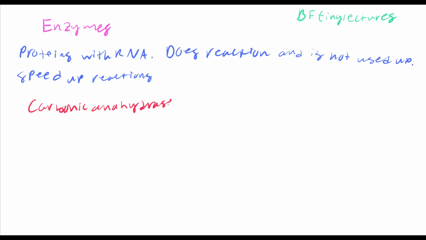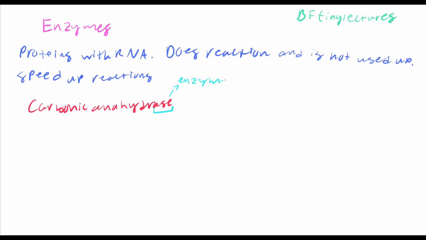And here's a pro tip. It should be like a review for you guys, but whenever you see "ase" at the end of a word, that's just a suffix for enzymes. So if you have something called proteinase, that's going to be an enzyme. If you have anhydrase, that's an enzyme. Lyase is an enzyme, so this right here would have to be an enzyme.